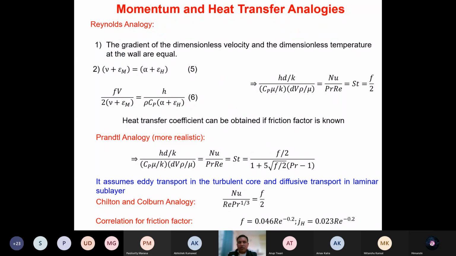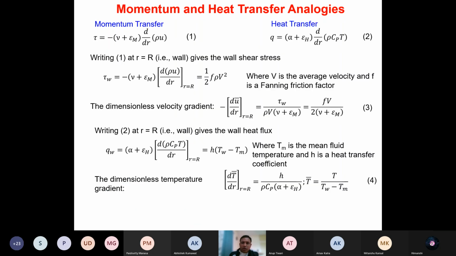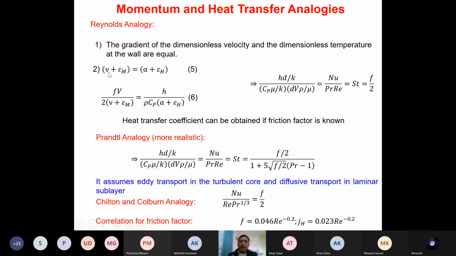What is being used in the Reynolds analogy is that the dimensionless velocity gradient is equated to the dimensionless temperature gradient at the wall. Based on the equations which we have formulated here, we have obtained the dimensionless velocity gradient and dimensionless temperature gradient at the wall, and these are equated. In addition, the eddy momentum diffusivity nu plus and the eddy thermal diffusivity alpha plus are equated.